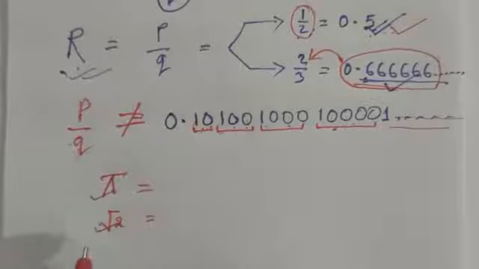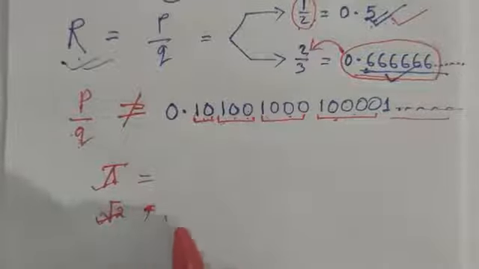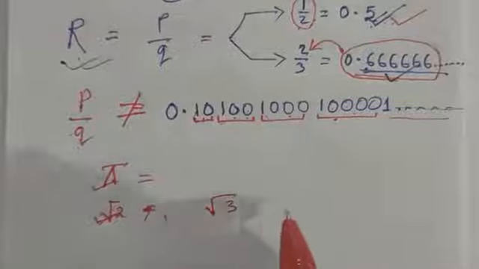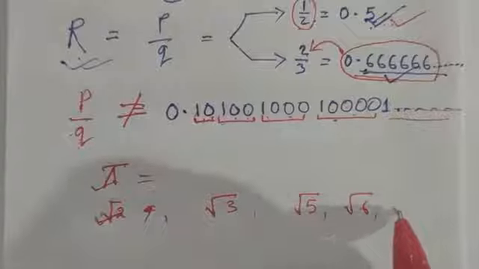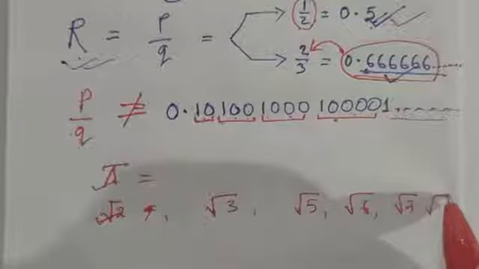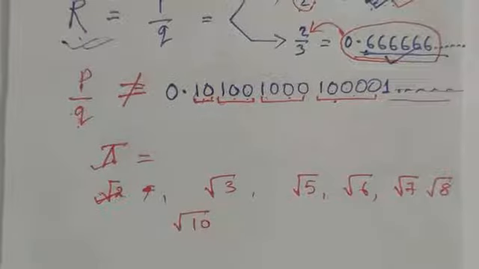Pi is an irrational number, root over 2 is an irrational number. Similarly, root over 3 is also an irrational number, root over 5 is also irrational, root over 6 is also irrational, root over 7 is also irrational, root over 8 is also irrational, root over 10 is also irrational.